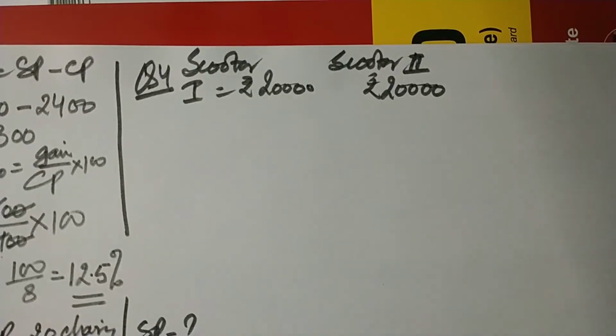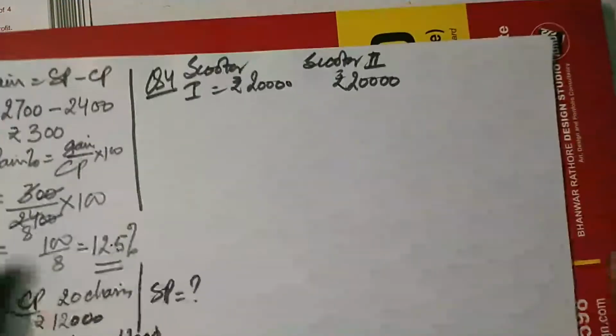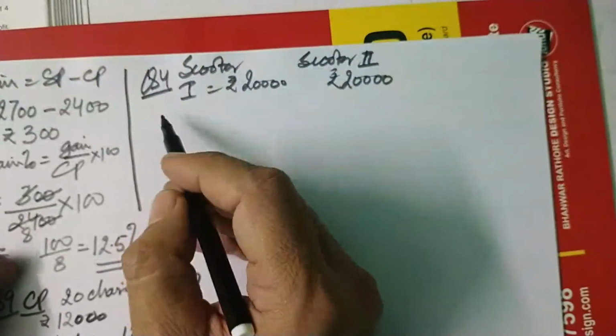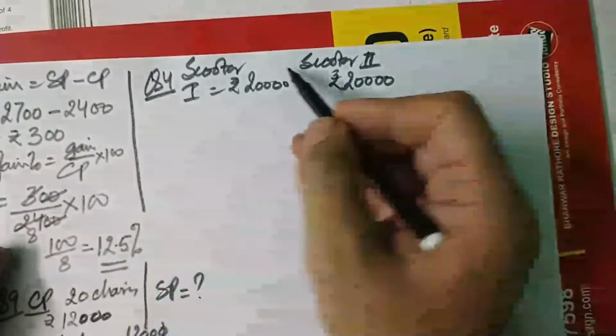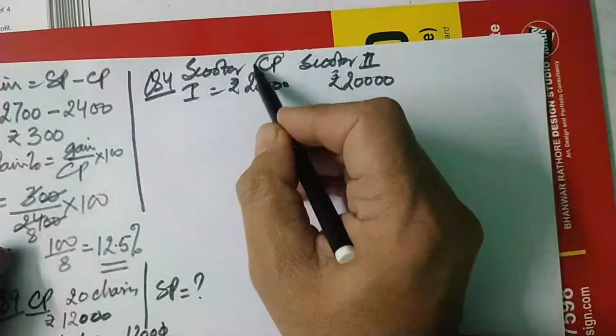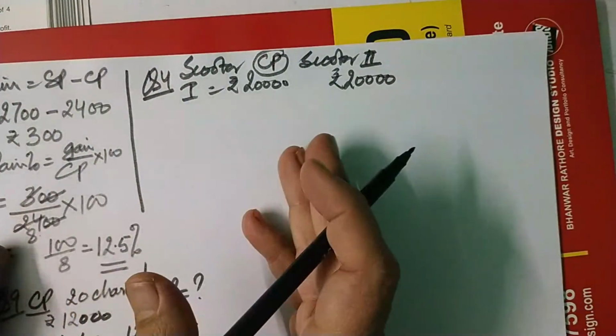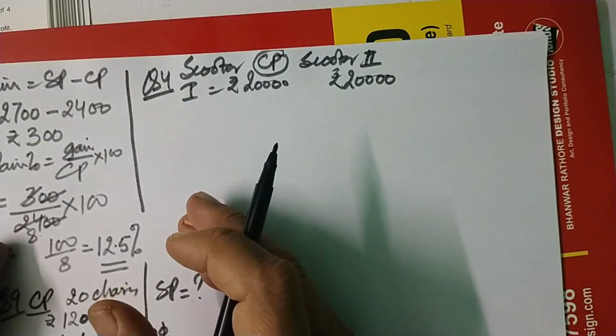He sold one. This is his cost price. So this is the CP of the first. These are both the cost price of the two scooters. They are same, 20,000. So it means he has spent 40,000 to buy both.